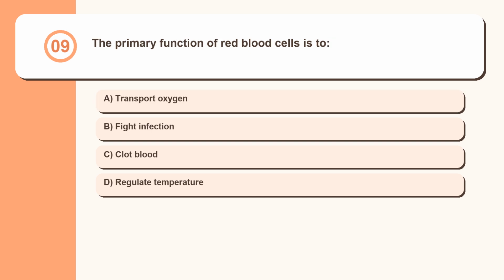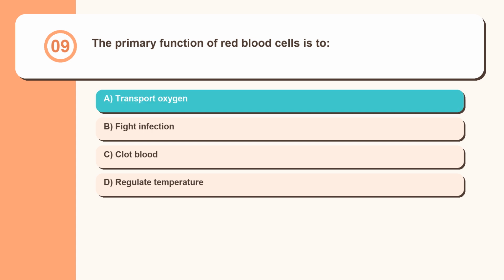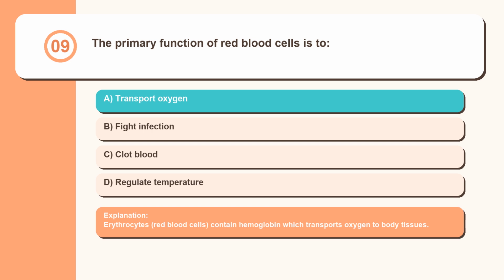Question 9. The primary function of red blood cells is to transport oxygen, fight infection, clot blood, regulate temperature. Erythrocytes, red blood cells, contain hemoglobin which transports oxygen to body tissues.